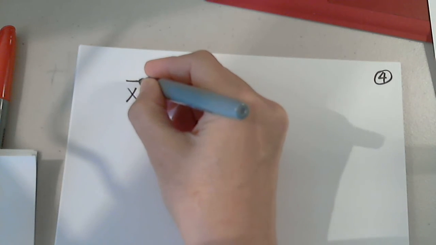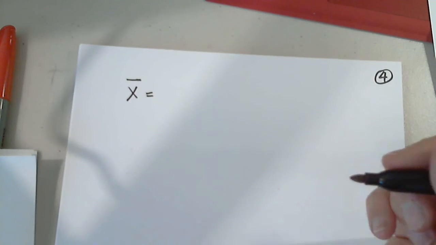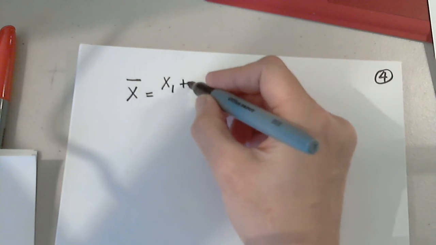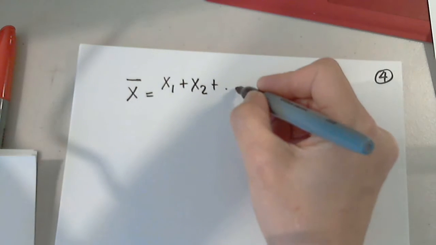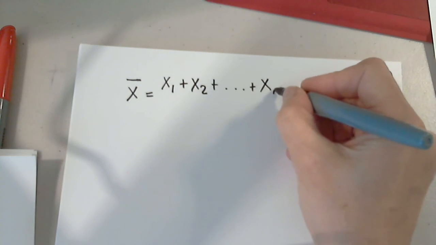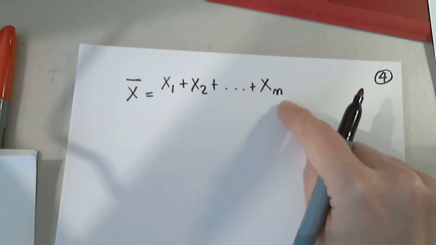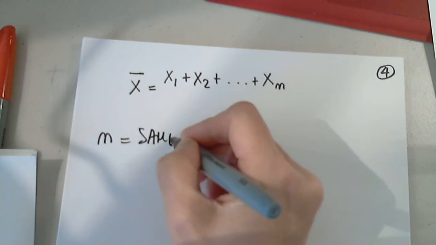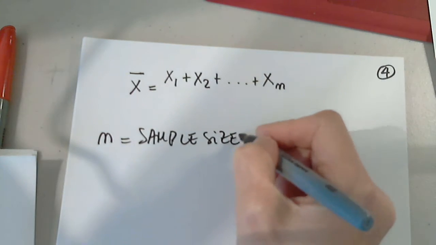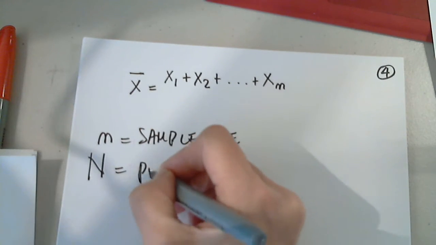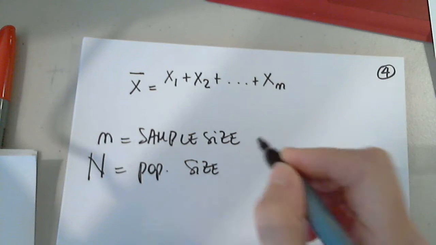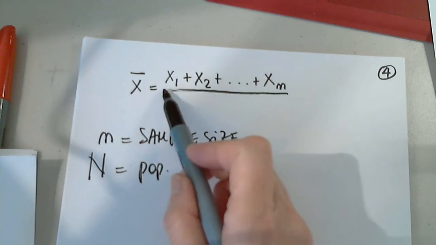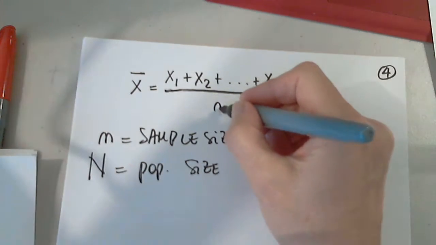So x bar, which is the sample mean, is the sum of x1, the first entry, plus the second entry, plus dot, dot, dot, plus the last entry, n being the sample size. Remember, lowercase n is the sample size. Uppercase N is the population size. All divided by their number, since they're n.